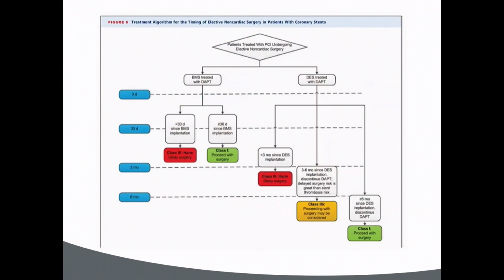If the patient was treated with a drug-eluting stent, if it's been less than 3 months since the drug-eluting stent was implanted, it's considered to be a class 3 indication, so we would not recommend to perform surgery. If it's been 3 to 6 months after implantation, you can consider recommending surgery, but it's a 2B indication. So you remember that is by far the weakest indication where actually risk could even equal the benefit. But typically we want to wait at least 6 months. So 6 months for a drug-eluting stent, it's okay to proceed with surgery.